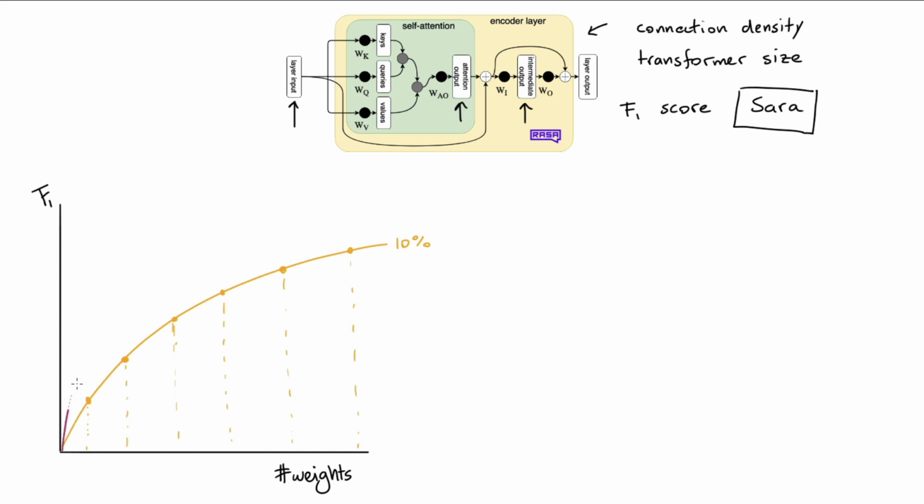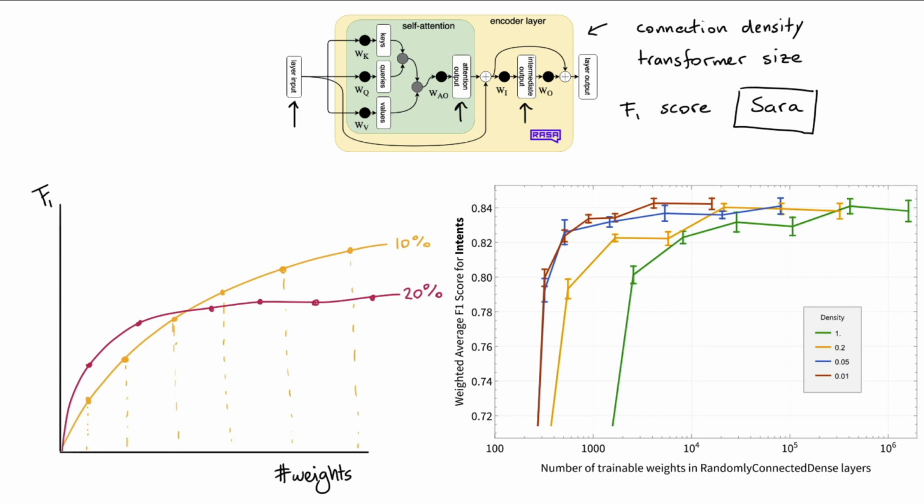There will also be some other lines. Maybe this one is the one for 20% connection density. And again, we would have a couple of xy coordinates on this line. And it's important to just observe that the reason why we have points here is because we're also varying the transformer size. Having said all of this, here's what the benchmarked chart looks like.